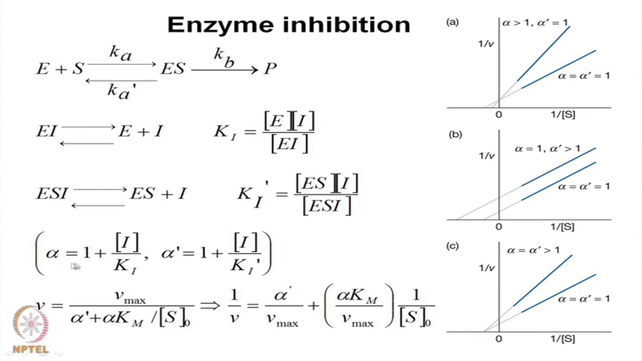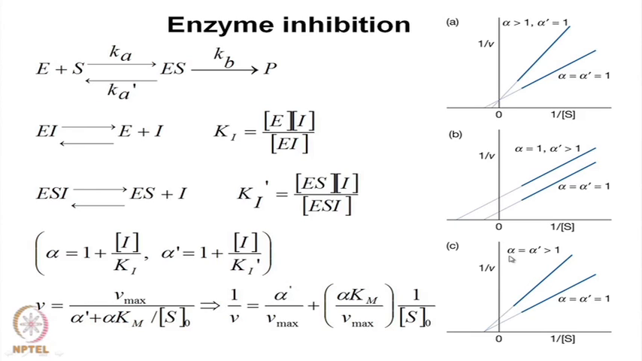We are defining one quantity alpha, which is 1 plus I by K I, or alpha prime, which is 1 plus I by K I prime. In this case, V can be written in this fashion, and if we plot 1 by V versus 1 by S, then we see that there are three situations. When alpha is greater than 1 and alpha prime is equal to 1, this is one. The second situation is alpha is equal to 1, alpha prime is greater than 1, for curve B. And here alpha is equal to alpha prime is equal to 1, which may be another situation.